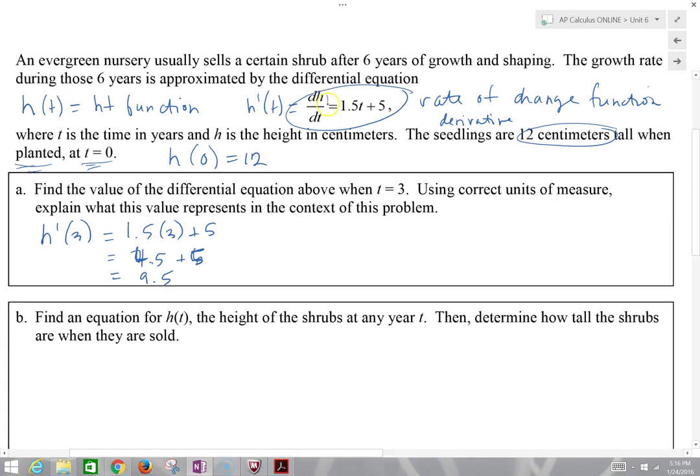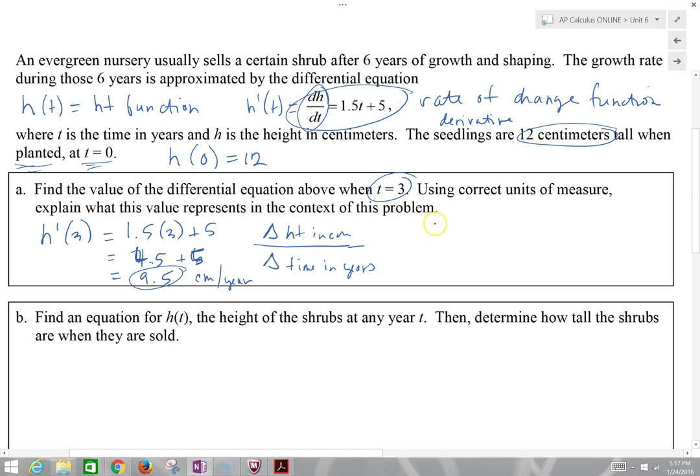So let's go back up here. This is talking about the change in h over the change in t. H is the height, t is the time. So this represents the change in height in centimeters divided by the change in time in years. 9.5. So this is 9.5 centimeters per year. So that's what the units of measure are, and it's specific to t equals 3.